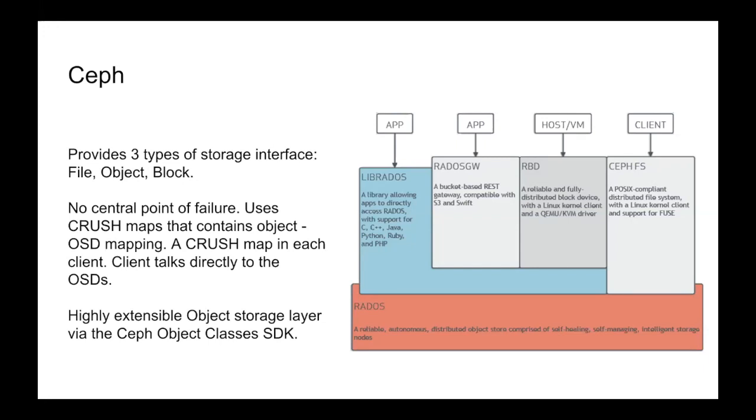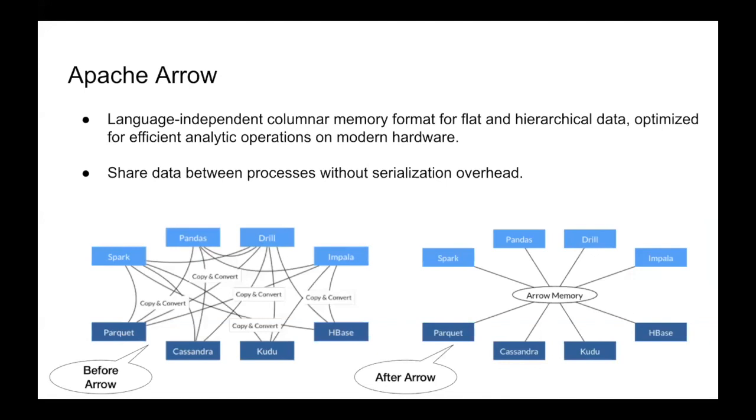So that's about the storage system that we use underneath for Skyhook. Since Skyhook is a data management system, we also need a data access library for doing queries. For that, we use a framework called Apache Arrow.